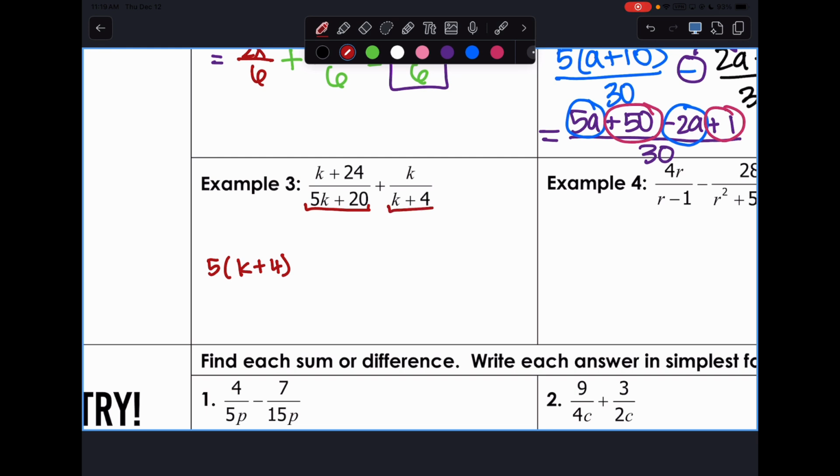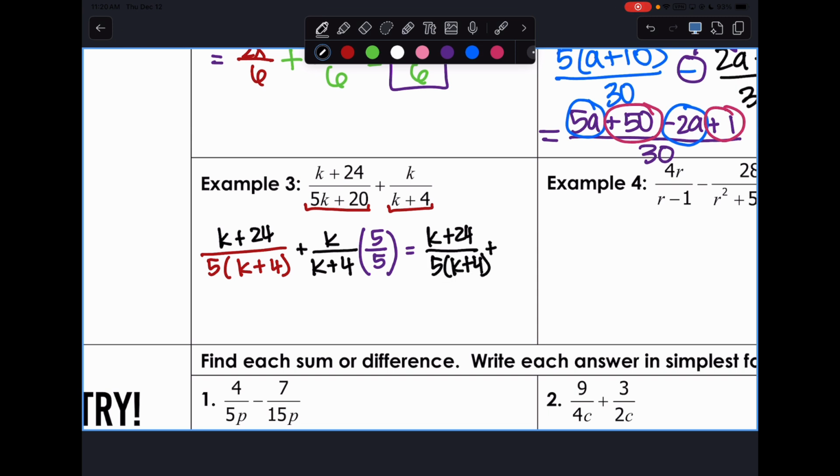Ooh, would you look at that? Isn't that the same thing? Okay, so I'm going to leave the numerator as it is, k plus 24, plus k over k plus 4. Now, what do I need to multiply the second addend by to make it the same as 5 times the quantity of k plus 4? 5. So I need to multiply numerator and denominator by 5. Then I get k plus 24 over 5 times the quantity of k plus 4 plus 5k over 5 times k plus 4.